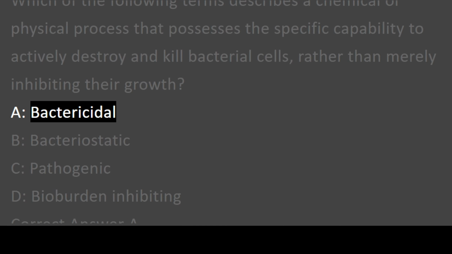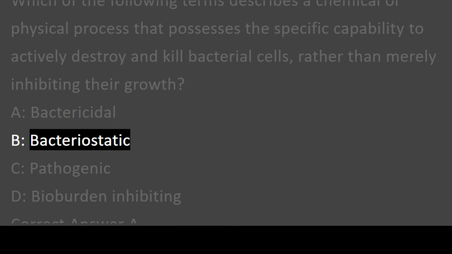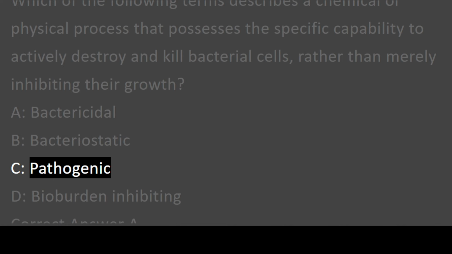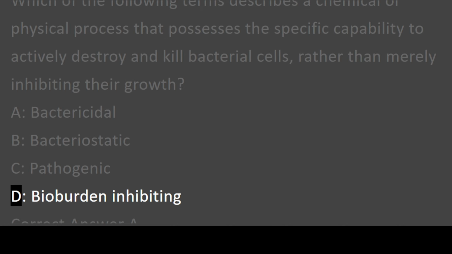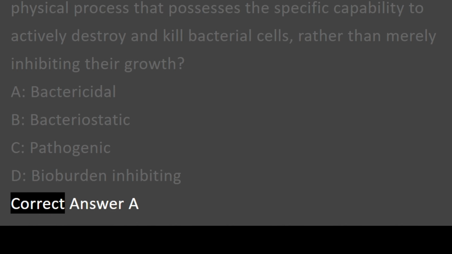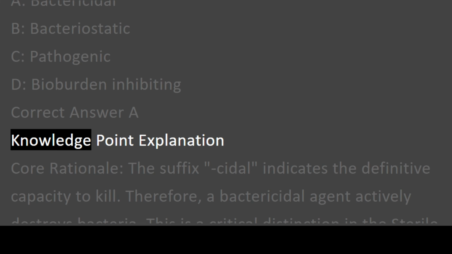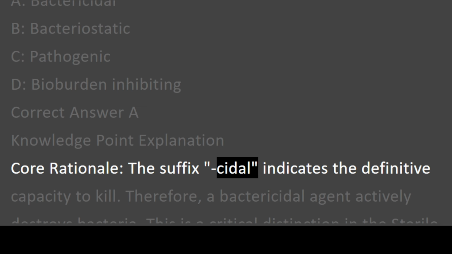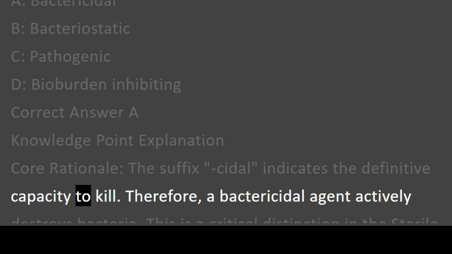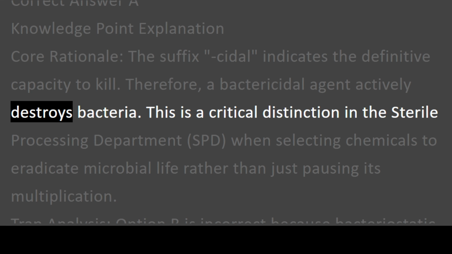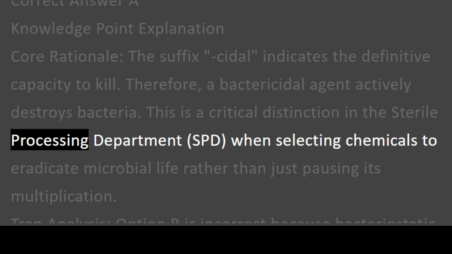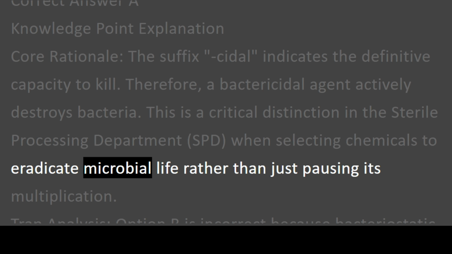A. Bactericidal. B. Bacteriostatic. C. Pathogenic. D. Bioburden inhibiting. Correct answer A. Knowledge point explanation. Core rationale. The suffix cidal indicates the definitive capacity to kill. Therefore, a bactericidal agent actively destroys bacteria. This is a critical distinction in the sterile processing department, SPD, when selecting chemicals to eradicate microbial life rather than just pausing its multiplication.